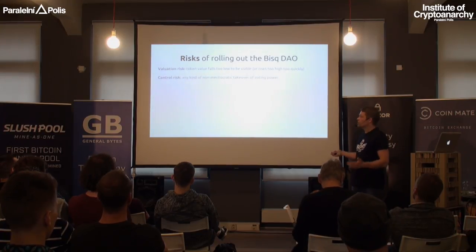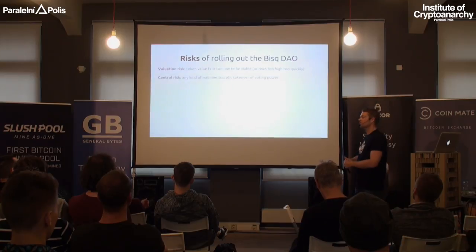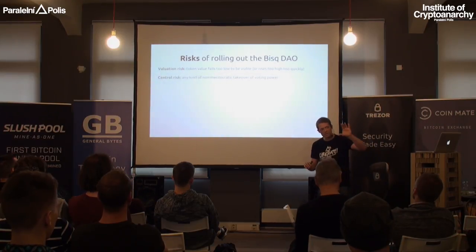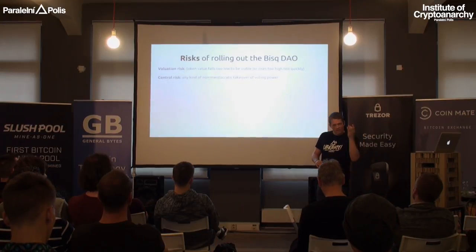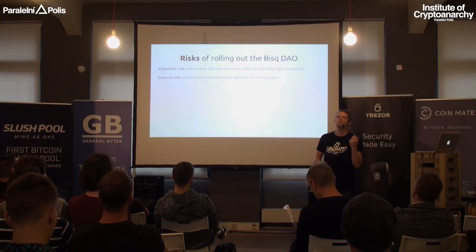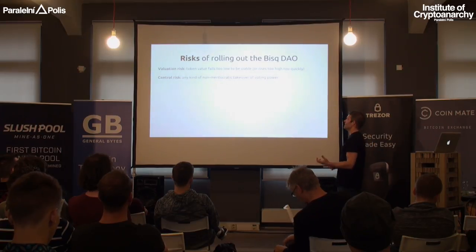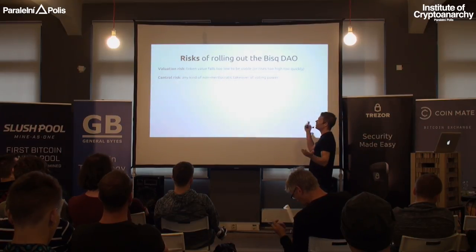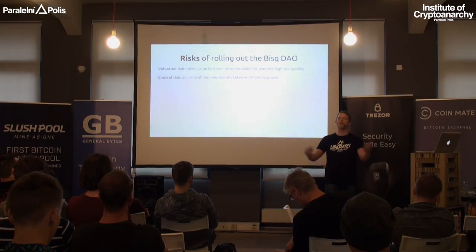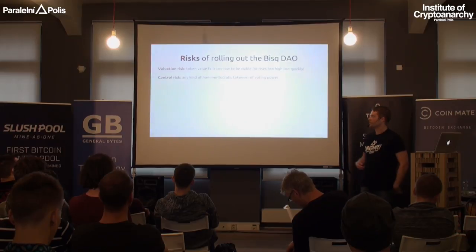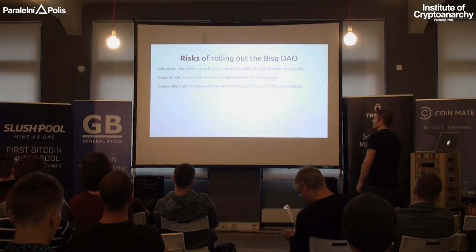You could talk about control risk, right? This is by design from the ground up a meritocracy. Think about that initial distribution to past contributors. Initially, the people who hold BSQ are the people who built BSQ, right? In accordance to the value that they've added to the network. That's a meritocracy, but we don't want this to become a plutocracy. We don't want whales to come along and just buy up all the BSQ. There's all sorts of things that could go wrong, so call that control risk.